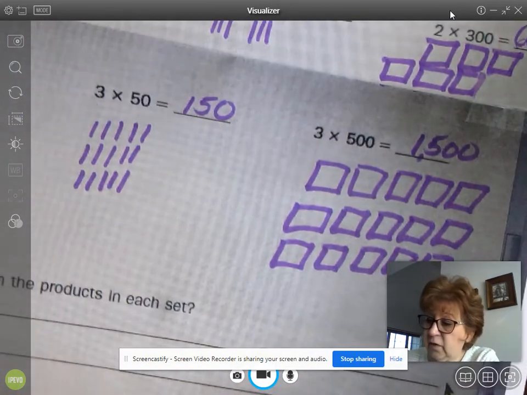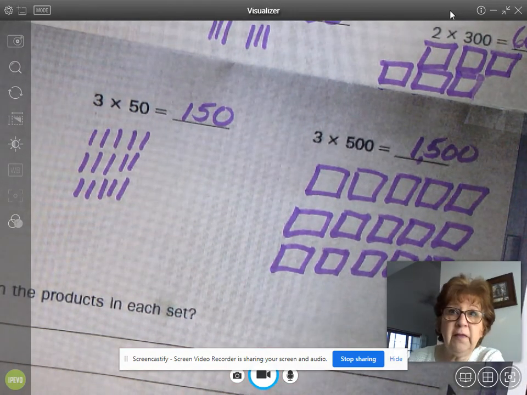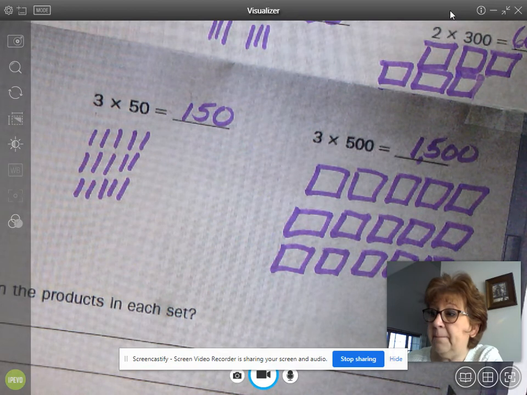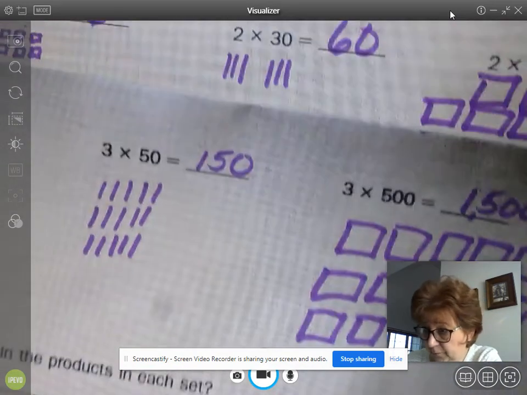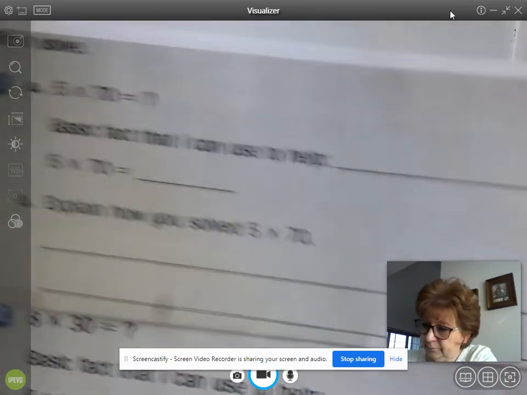So what do we notice about those? They always continue getting bigger. If I'm multiplying that by 10 or by 100, that makes them bigger. So my product is going to become bigger. Okay, let's look at a few more.